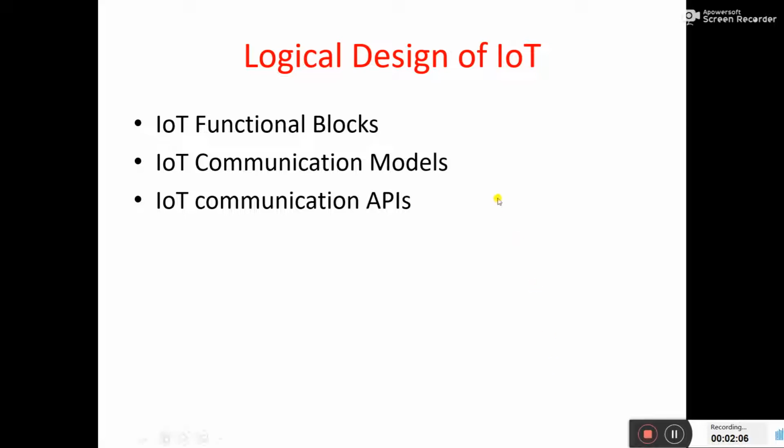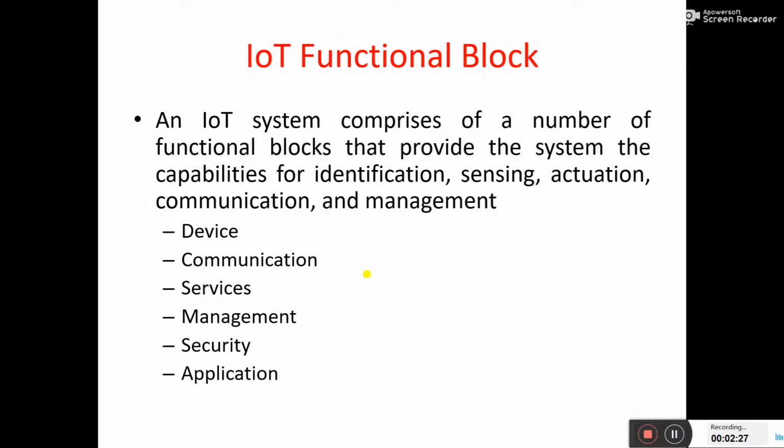Now we have the logical design of IoT. So IoT functional blocks are there, and IoT communication models are there, and IoT communication APIs are there. So these are the functional blocks and logical design of IoT. This is in your syllabus. Let's see what are IoT functional blocks, IoT communication models, and IoT communication APIs.